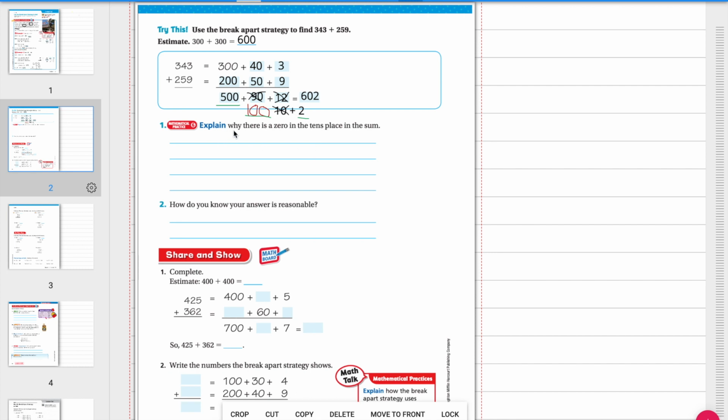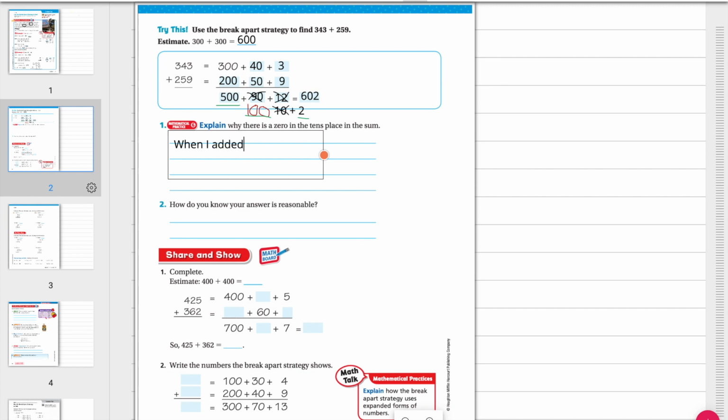Now I need to explain why there is a 0 in the tens place in the sum. The 0 here in the tens place. Do you remember where that came from? I had a 90, so that would have been a 9, but when I added that 10 to it, it became those 9 tens, and 1 ten became 10 tens, which is the same as 100. So that's how that worked.